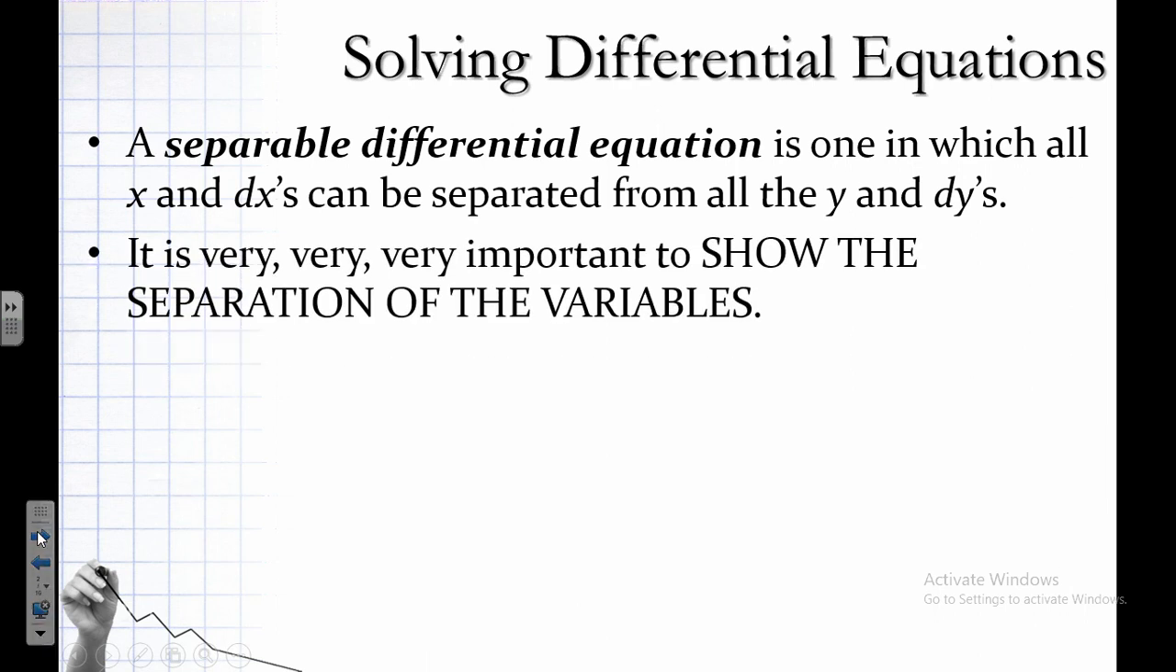It is very important to show the separation of variables because that step is a point on the AP test free response question, which you probably will see as a free response question. Whether you write that down or not, I don't really care, but I have to see the separation of variables. So we're going to do a couple examples. We are also going to look at the direct proportional situation.